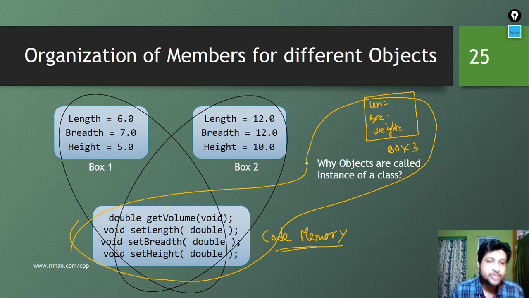So the member functions will have only a single copy in memory, whereas for every object there will be their own copy of instance variables, and that is why objects are called instances. So we generally call objects an instance of a class. Why? Because while creating an object of a particular class, the object gets its own copy of the instance variables, in the sense the data members. That's why objects are called instances of a class.